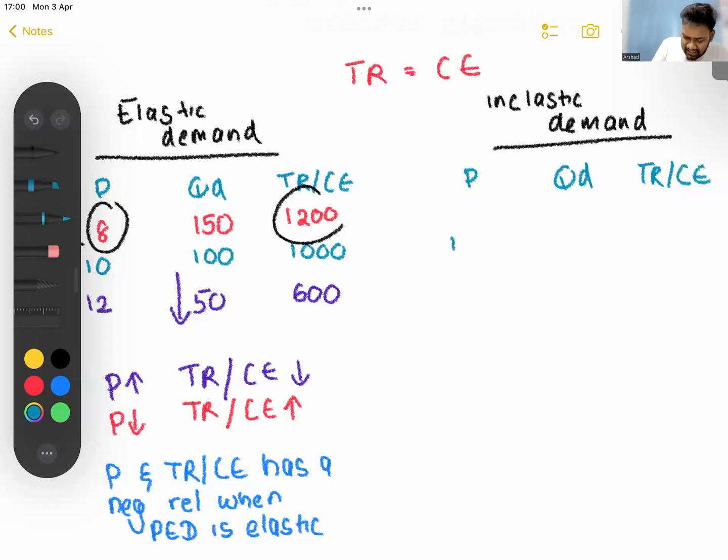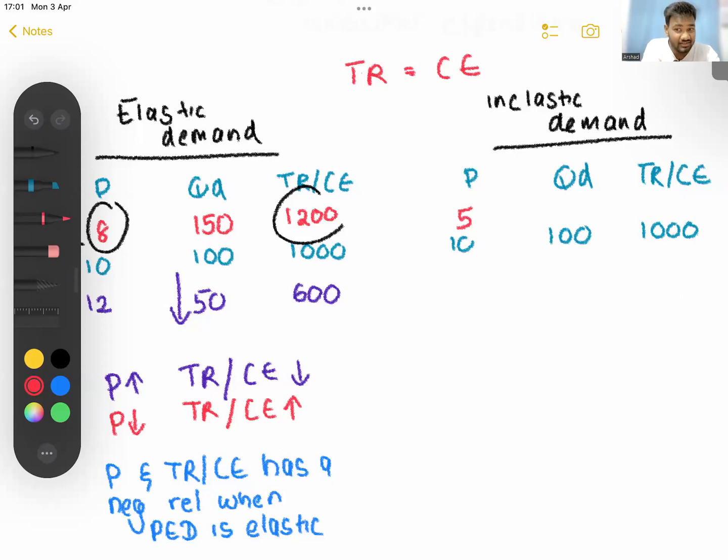Let's say price was 10, quantity demanded was 100, total revenue was 1000. Let's assume the price decreases. Let's say 10 went to 5. Can you tell me what happens to QD if the price decreases? Okay, one is QD will increase. Will it increase a lot or a little?